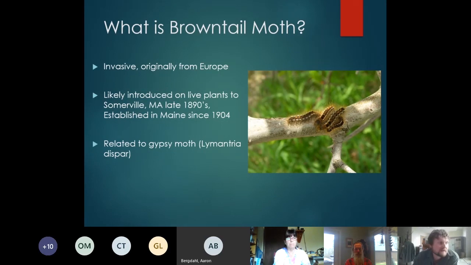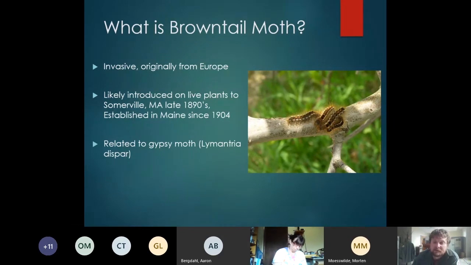So Browntail Moth is originally from Europe. It was introduced into Massachusetts, likely on some live plants, probably some rose bushes that came in to Somerville in 1897. And it's been established in Maine since 1904, so well over 100 years. And it's also in the same family as gypsy moth, which will come into play a little bit later in the presentation.